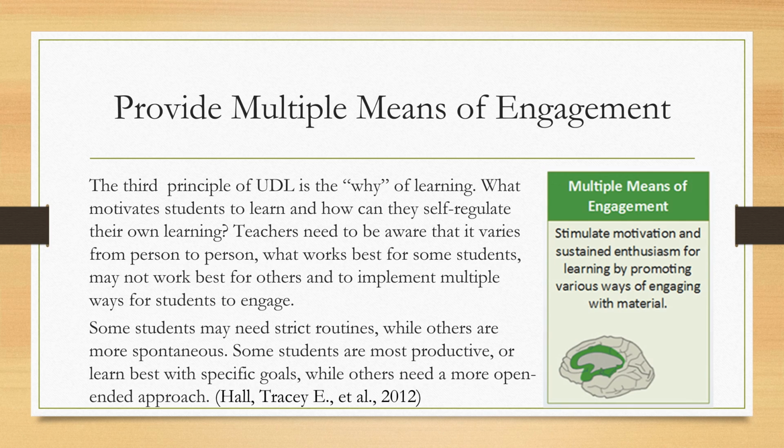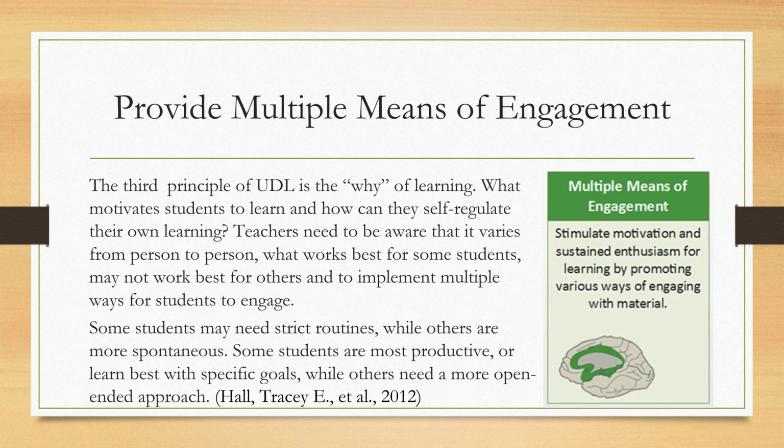And lastly, provide multiple means of engagement. The third principle of UDL is the why of learning. What motivates students to learn, and how can they self-regulate their own learning? Teachers need to be aware that it varies from person to person. What works best for some students may not work best for others, and implement multiple ways for students to engage. So don't assume that just because it worked for one student who has ADHD, the method will work and apply for another different student who also has ADHD. And that just applies to all types of disabilities.